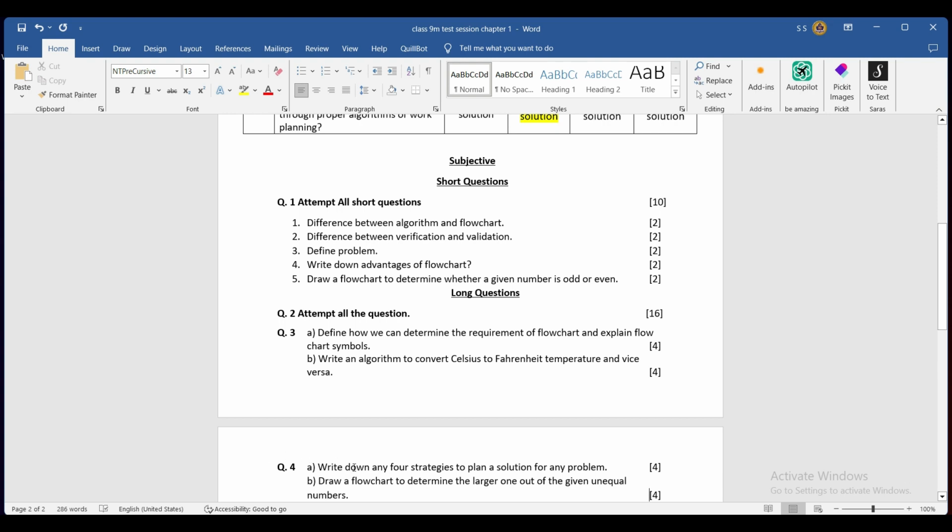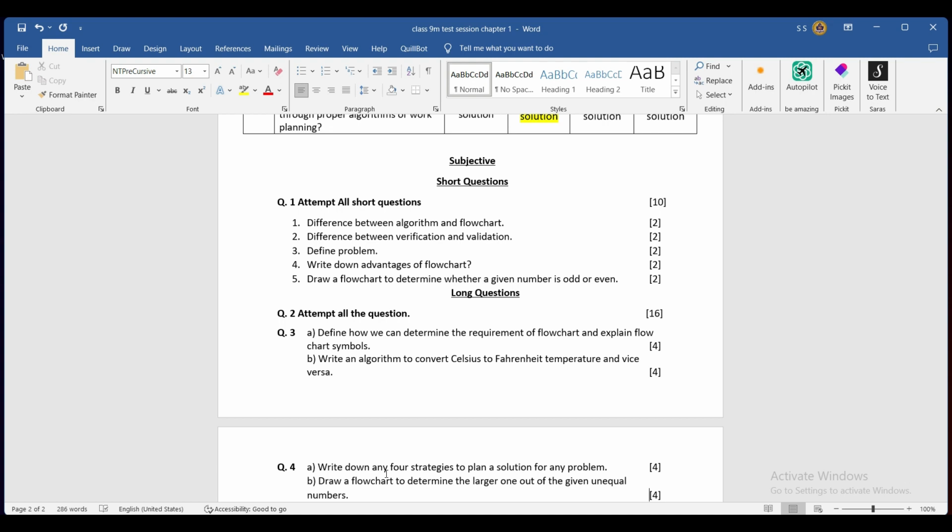Question number 4. Write down any 4 strategies to plan a solution for any problem. So in chapter number 1, that was our first topic, we studied planning a solution. Right, so there are 4 strategies they have discussed: divide and conquer, guess, check and improve, act it out, and prototype. In divide and conquer, we divide a complex problem into smaller problems and then we deal with those problems.